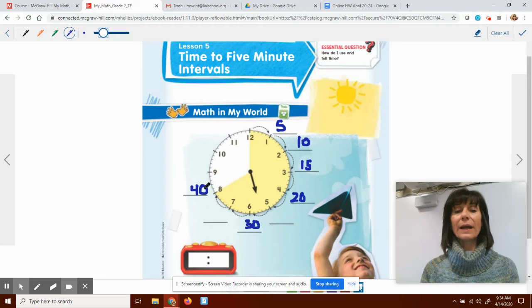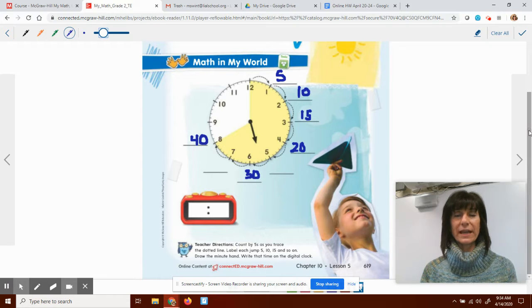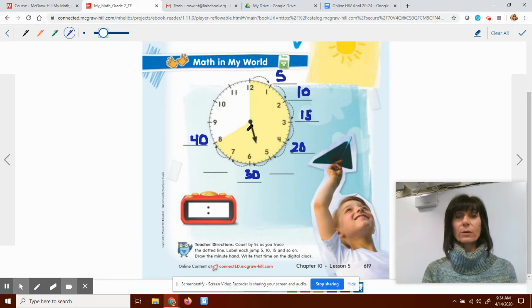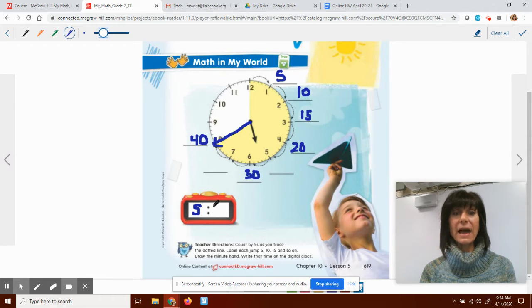When we're trying to write what time it is on this clock, again, we always start with the hour hand. The hour hand is the short hand, minute hand, long hand. If I start with the hour hand, I know here it's past the 5 and not quite to the 6, so this is going to be the hour of 5. And I need to draw my minute hand here. The minute hand is on the 8. And if my minute hand is on the 8, I know it's 40 minutes past the hour. Or I can say it's 5:40.